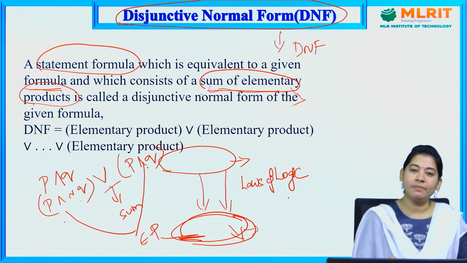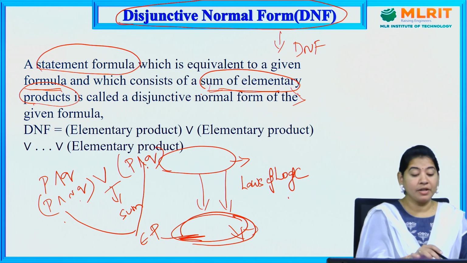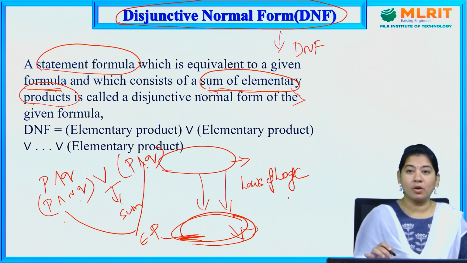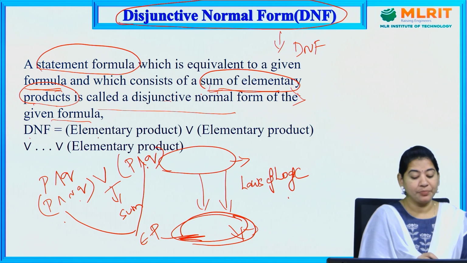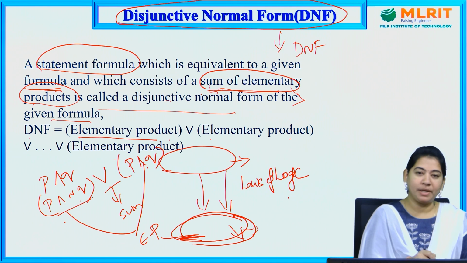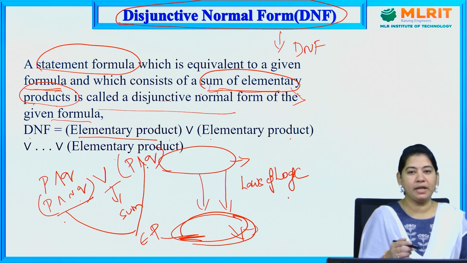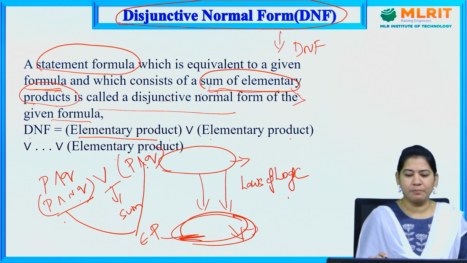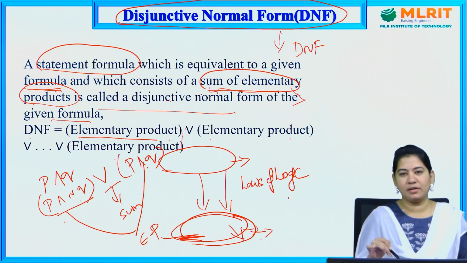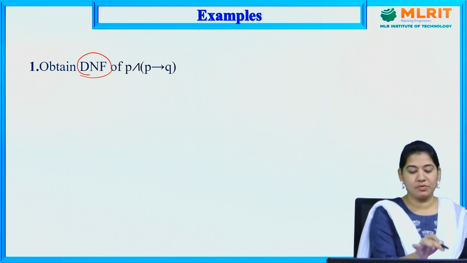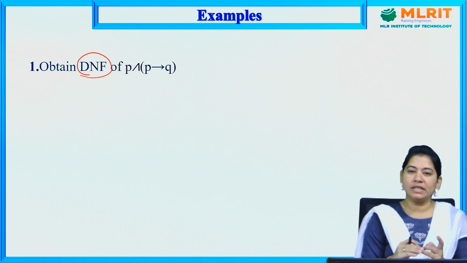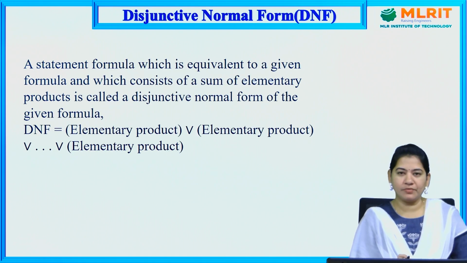So this is the definition here. A statement formula which is equivalent to the given formula and consists of a sum of elementary products is called a disjunctive normal form of the given formula. So here we have the formula also: elementary product or elementary product. Elementary product means what? P and negation Q, negation P and Q, P and Q, something which is in the form of products. But in between you should have OR. This formula you need to get at the end as the result. Next, let us see the examples on these DNF problems. Here we have seen what an elementary product is, what an elementary sum is, and we have already seen the definition of DNF also.